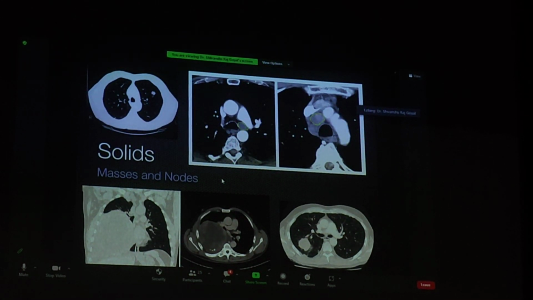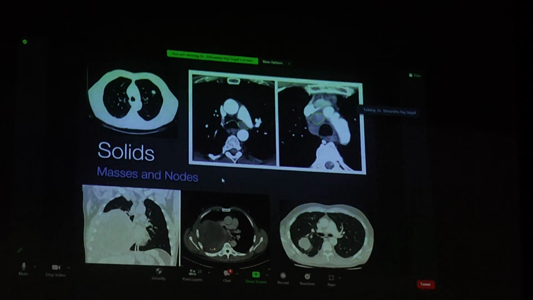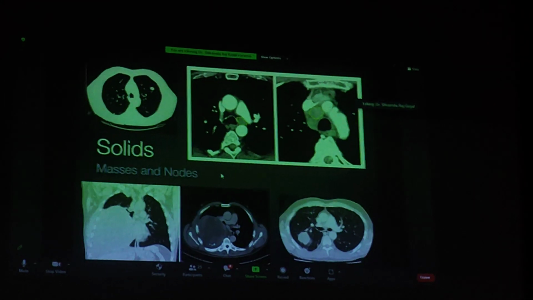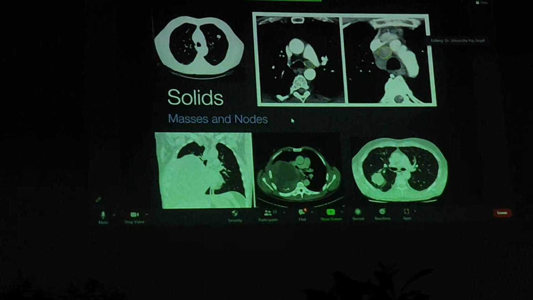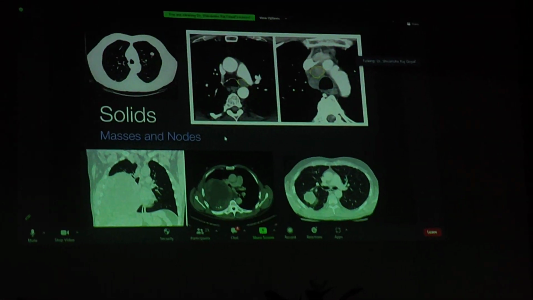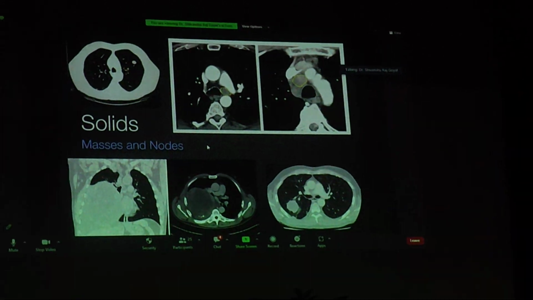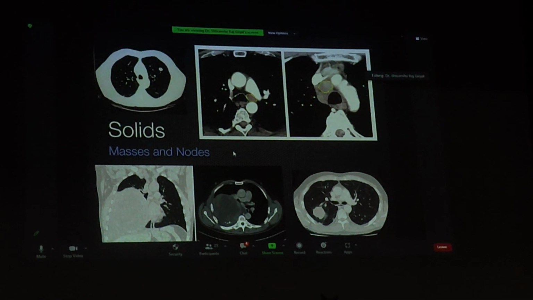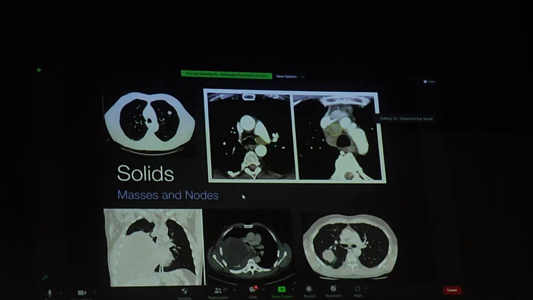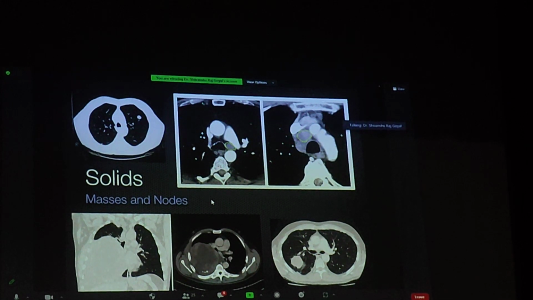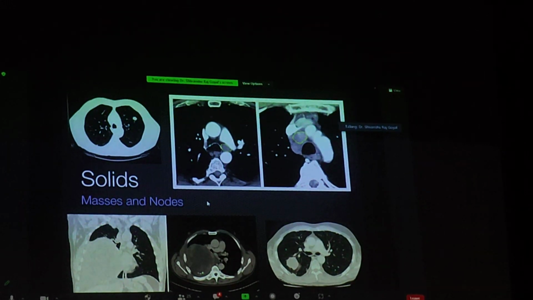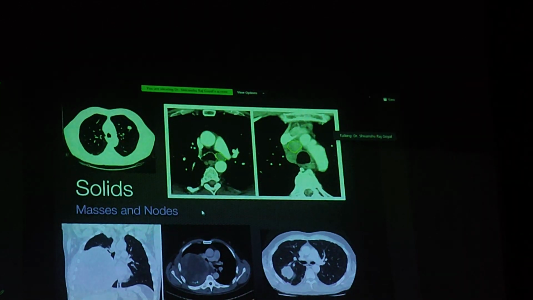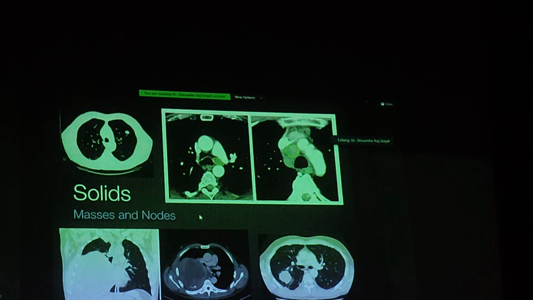Now, moving from the vasculature, we move to solids. What could be solid? It could be masses, could be nodes, could be nodules. On the upper left side of the screen, you see a round lesion, typically called a solitary pulmonary nodule. Any nodule or shadow which is less than 3 centimeter in size, not associated with any lymph nodes or any pleural reaction, is a solitary pulmonary nodule. Then you can have masses. Anything bigger than 3 centimeter is referred to as a mass lesion.